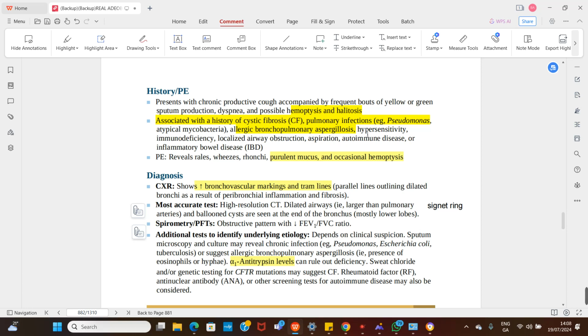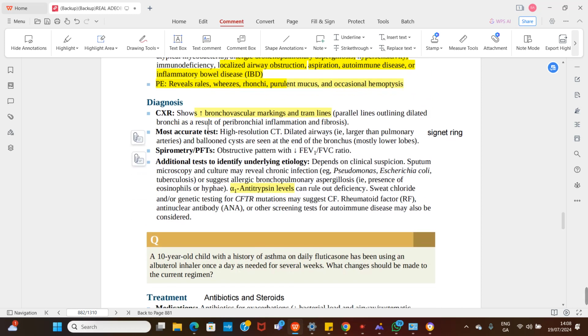So it's a form of hypersensitivity. Actually, it is a type 1 hypersensitivity. And anything that can cause airway obstruction, just like we said, foreign body, cancer, all of them can lead to bronchiectasis. Aspiration, autoimmune disease, IBD. So don't forget the presentation: the chronic cough, the copious mucus production, and the hemoptysis.